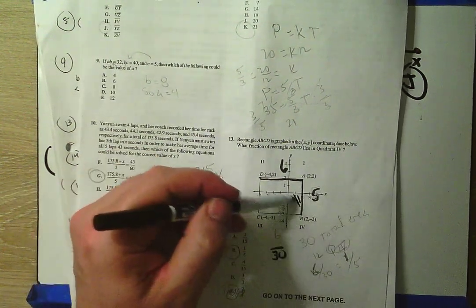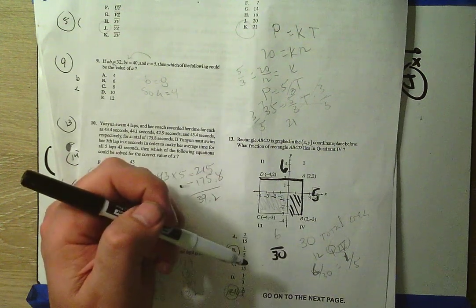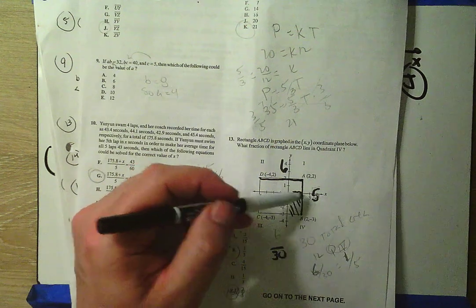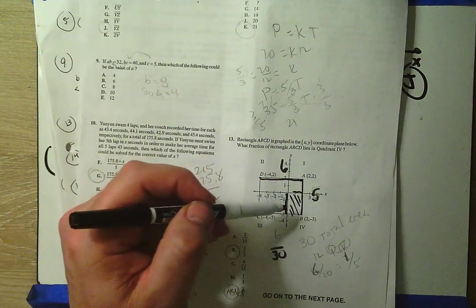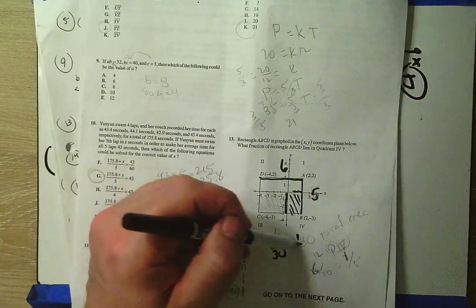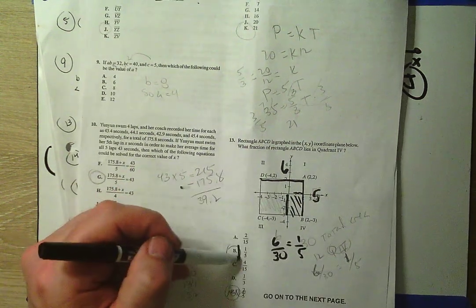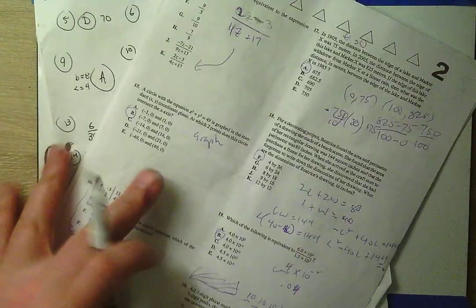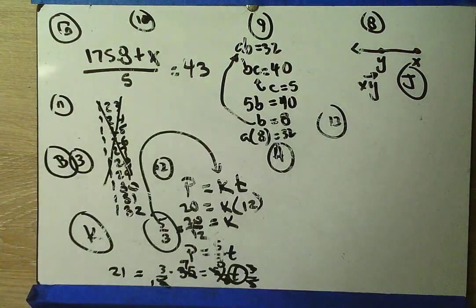Well, what part of the area is in this quadrant, in fourth quadrant? Well, that width is 2, and that height is 3. 2 times 3 is 6. I reduce that fraction, I get 1/5, which is why B is my choice for number 13. 14. I bet we can fit that in here.